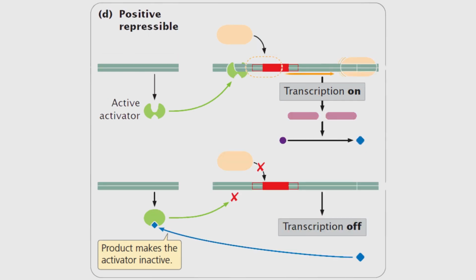On the opposite, positive repressible operons have transcription turned on. To turn this off, products bind to the active activator, inactivating it. The inactive activator cannot bind to the operator region. As a result, the RNA polymerase cannot bind to the promoter region and no transcription will take place.